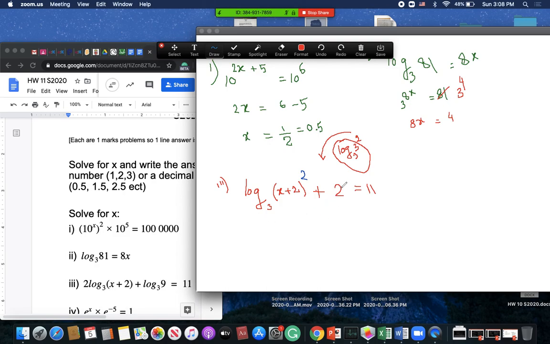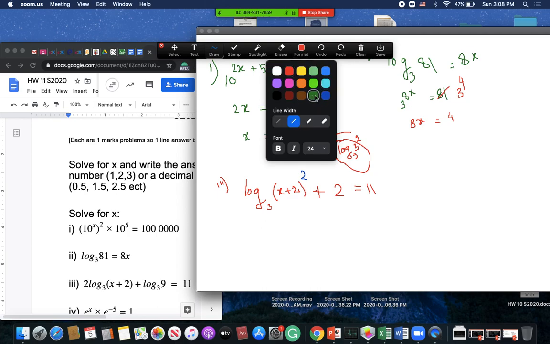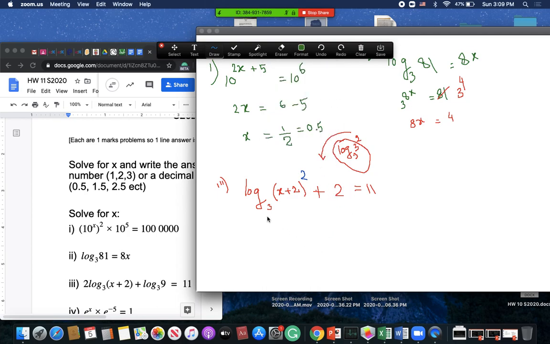Now further, as this 2 is some number, we send all the numbers to one side. If we send this 2 to this side, then what will it become? Instead of writing another line, I can show it here also. So see, the next line will be log 3 base x plus 2 whole square equal to 11 minus 2. This 2 will go to this side, so it becomes 11 minus 2 because it is plus on this side. So 11 minus 2 equals simply 9.